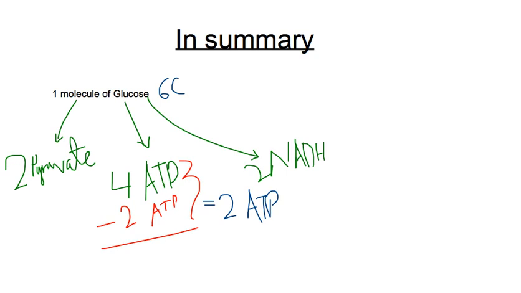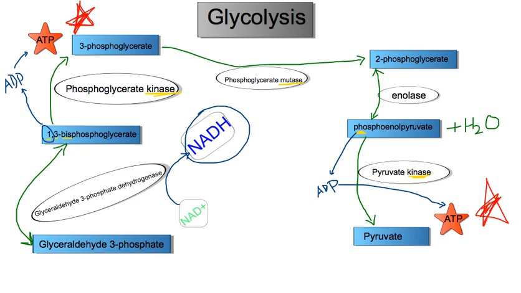All right, so let me give you one question to think about. What do you think will happen if we increase the concentration of ADP in this process, going from phosphoenol pyruvate to pyruvate? What do you think will happen? So write your answers in the comment section below, guys, and I'll see you in the next video.